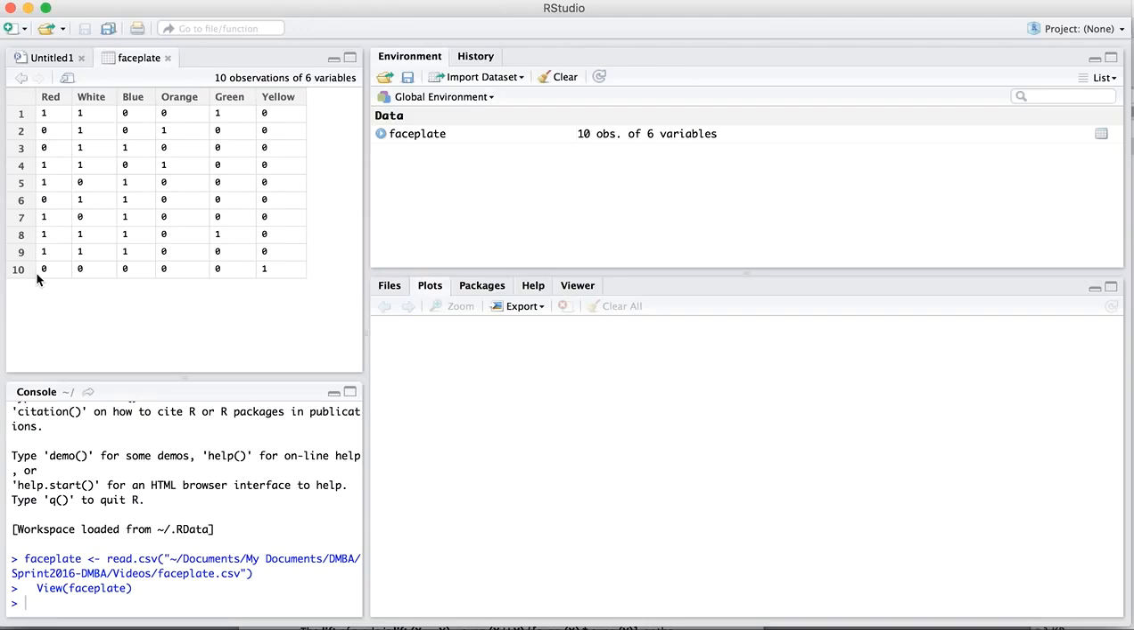So there are 10 rows. What this file basically is saying is there were 10 transactions and the customer 1 bought red, white and green faceplates for their cell phone. This used to be a rage in early 2000 where especially women bought different faceplates to match their clothing or something. So this is in binary form. 1 means they bought, 0 means they didn't. So second customer bought white and orange and didn't buy the others.